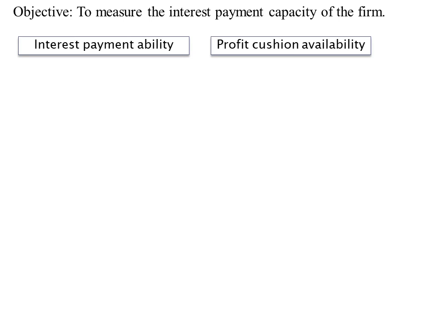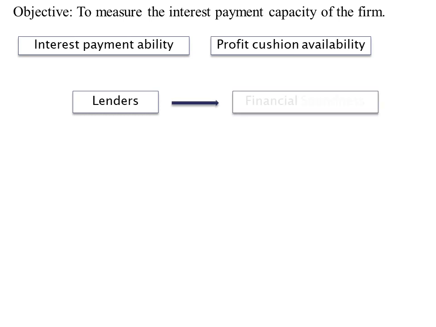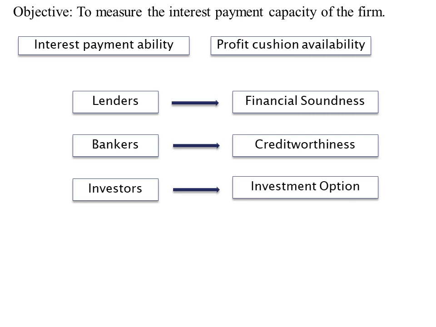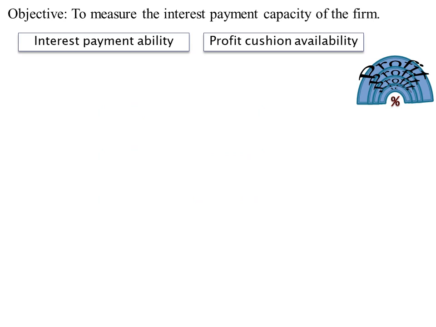Generally, lenders use this ratio to check financial soundness of the firm, whereas bankers use it to assess creditworthiness of the firm. And investors can use this ratio to select the best investment options. This ratio is expressed in times. Therefore, it helps to know to what extent a decrease in the profit is acceptable to pay interest liability on time.